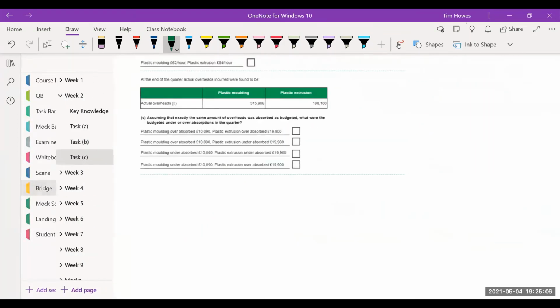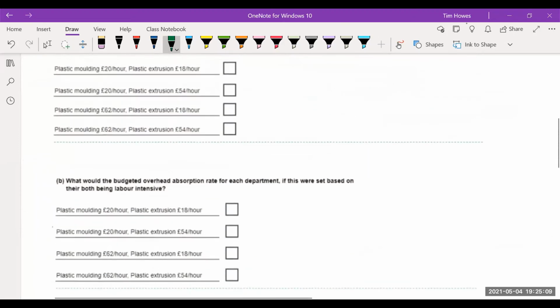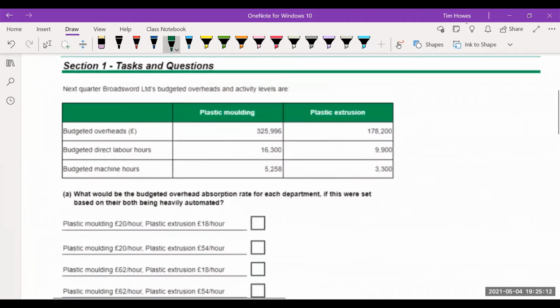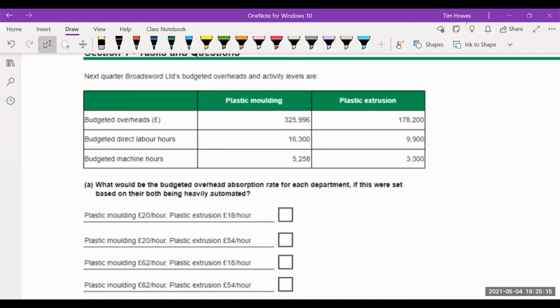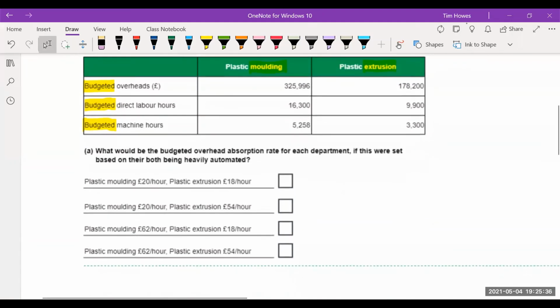And for exceptionally good measure, we have a third question this week, which is a different way of asking you the same stuff. Molding and extrusion, budgeted overhead, budgeted direct labor hours, budgeted machine hours. So we're back to that kind of thing again, just a different layout. This time we've got to select a correct answer. I'm going to call these A, B, C, and D.